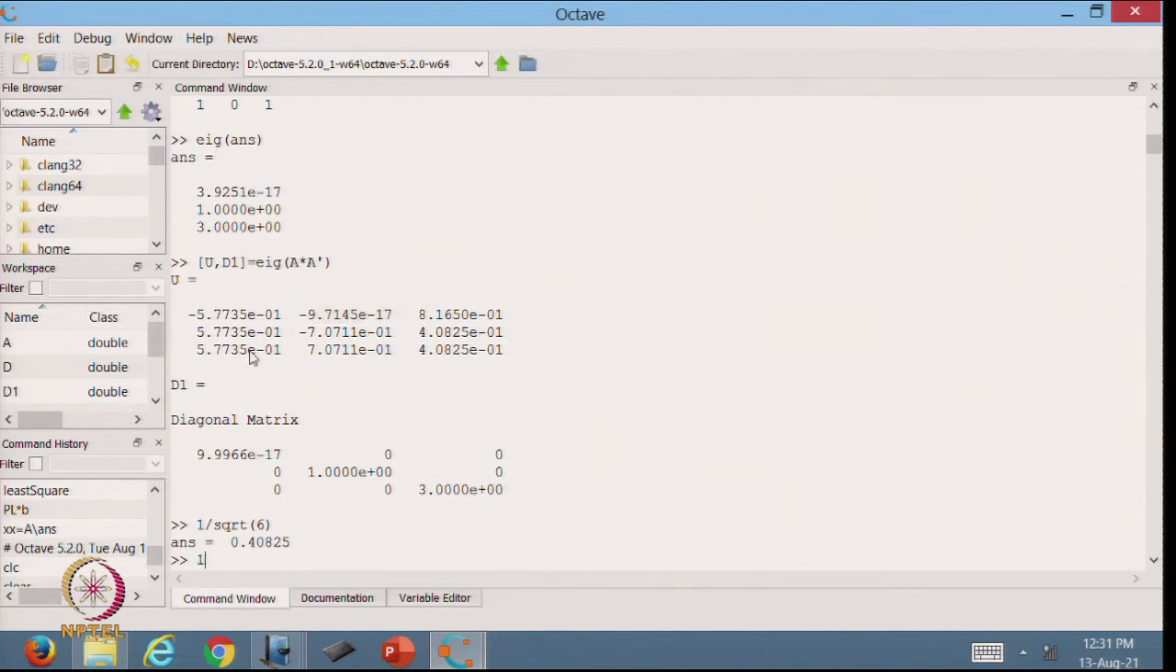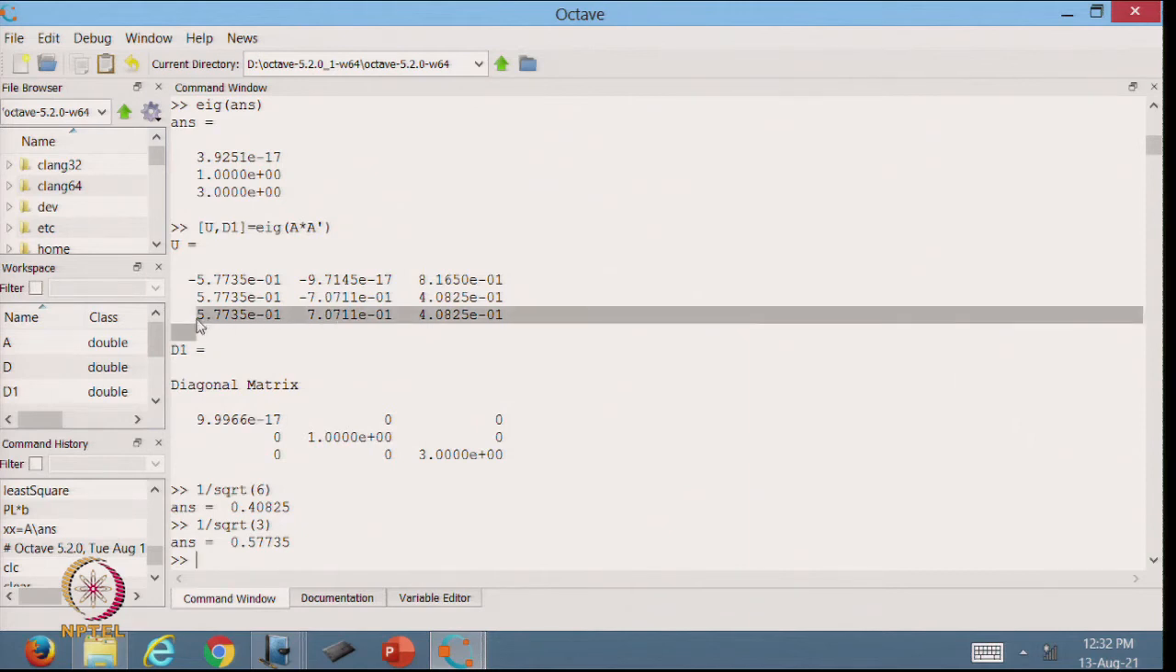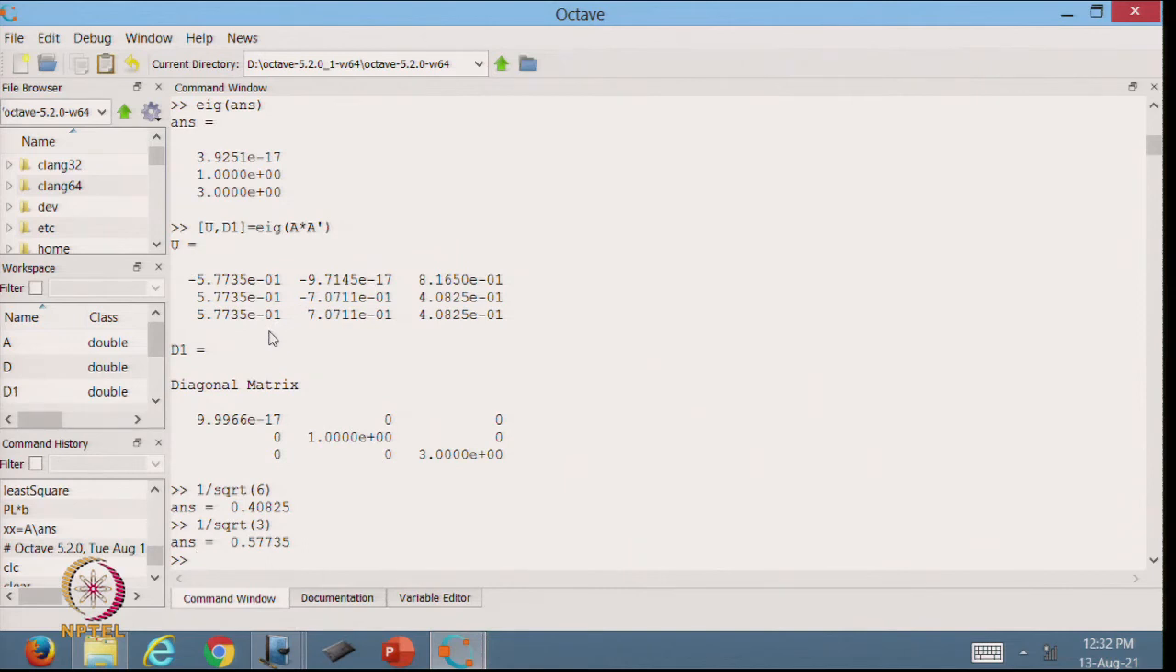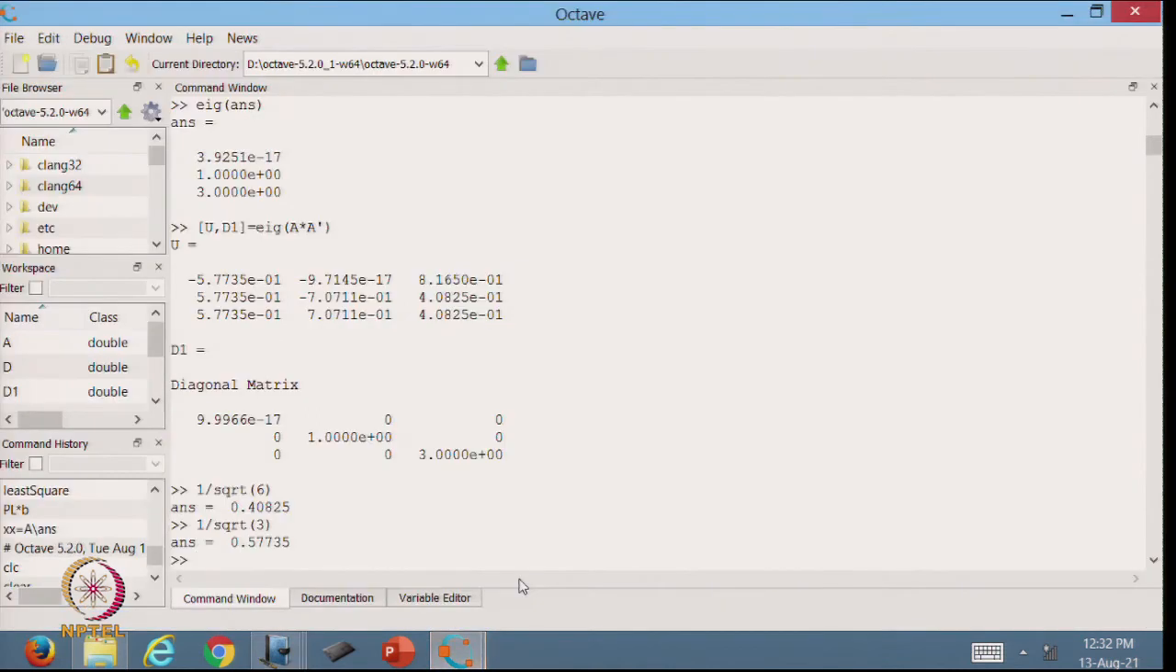So, if I take 1 by square root of 3, this is the value 0.57, and I got this value 0.57 here. So, now we are sure that whatever calculation we have done for finding these values of U and V, they are right. Now, there is one command for directly finding the SVD.